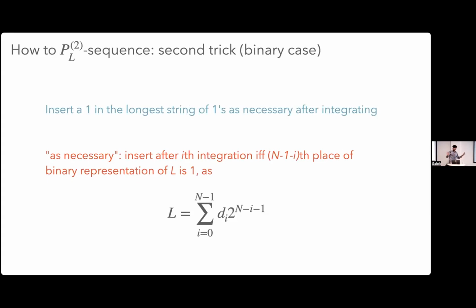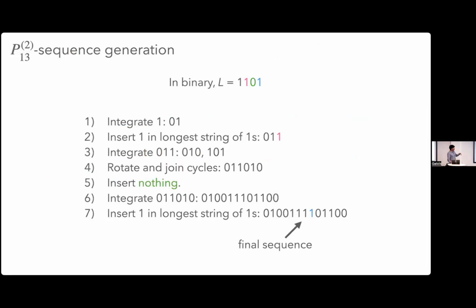All right, so that's how we can construct de Bruijn sequences using length-plus-lift. But we need one more trick to be able to construct these PKL sequences we've defined. And I'll go over how to do this for PKL sequences for k equals 2 on a binary alphabet. The trick is we insert 1 in the longest string of ones as necessary after integrating. And when I say as necessary, I mean that there is a prescription for doing this obtained from the binary representation of the length of the sequence L. Again, best learned by example.